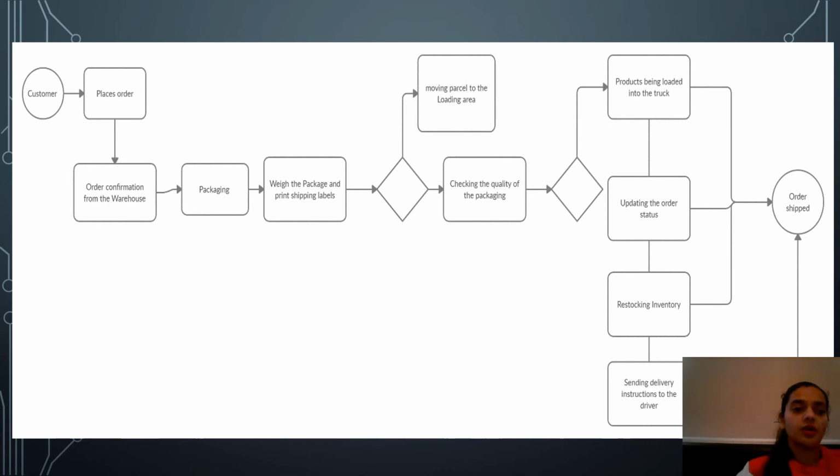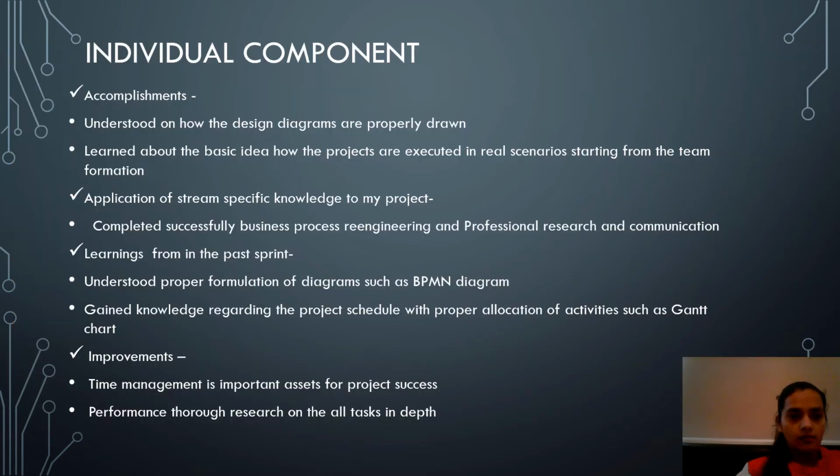It roughly states that the customer places the order and the order is confirmed from the warehouse, then packing is done, the product is packed, and shipment labels are attached. Then it can go either way. Either, if all is good, it's moved as a parcel to the loading area, otherwise the quality of packing is assessed. Once that is done, the products are loaded into the truck, and then there are a series of activities, like updating the order status, restocking the inventory, and sending the delivery instructions to the driver.